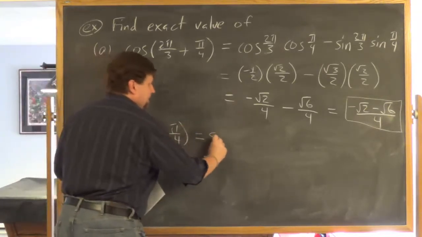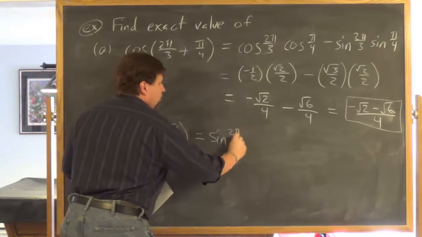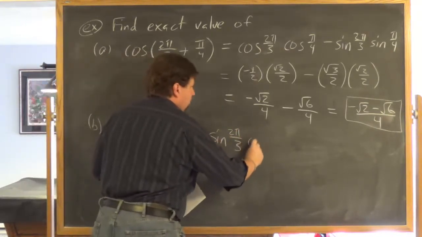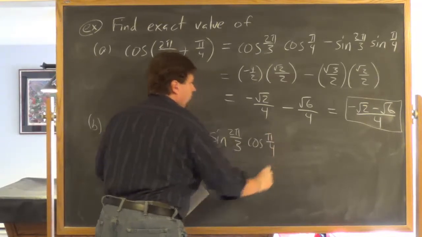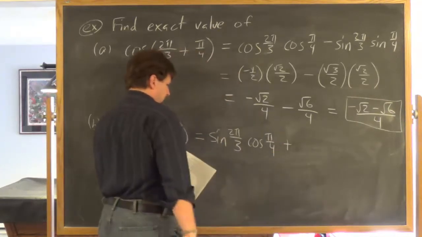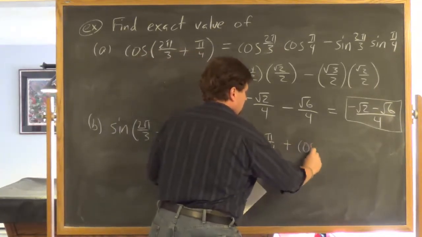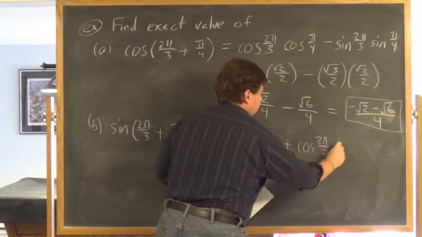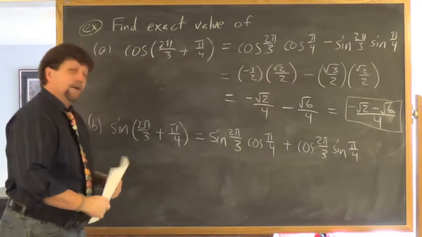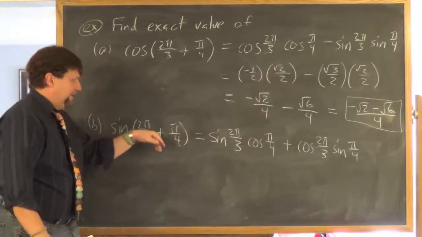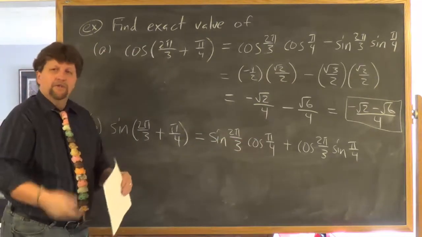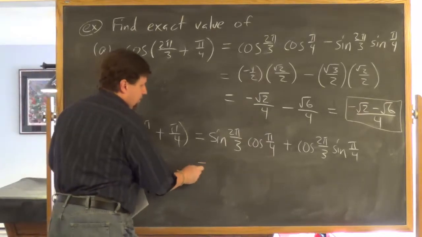We rewrite this as the sine of 2 pi over 3, it's the sine of A, times the cosine of pi over 4, plus the cosine of 2 pi over 3 times the sine of pi over 4. So that's using the identity sine of A plus B. I used the identity to rewrite it. Now we just do it. Use your knowledge of the unit circle.